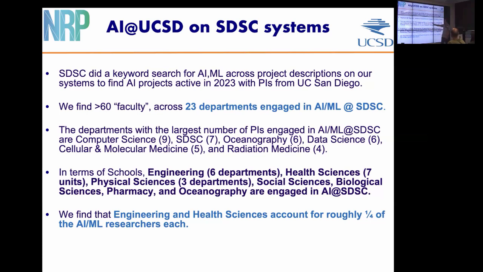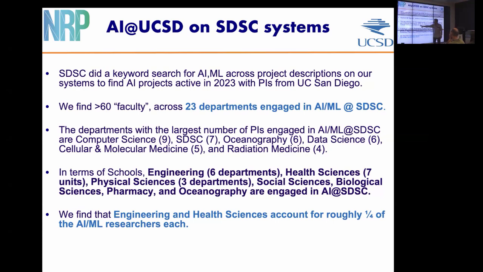Then I looked at that, asked myself, so where do they come from? Where's the most of the AI being done? Well, computer science has the most PIs that do AI. Obvious, that's understandable, right? Then SCC is next. That's also understandable to some degree. Oceanography, that was a little bit of a surprise. There's actually a story behind this. And data science, it's probably not that surprising. At UCSD, data science is now a synonym for AI, to a first approximation.